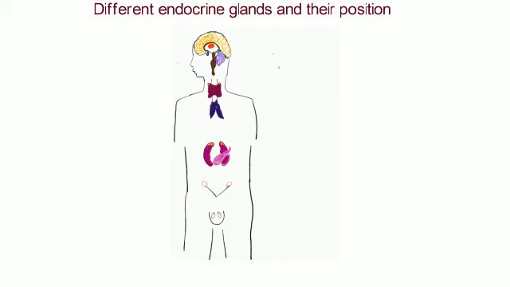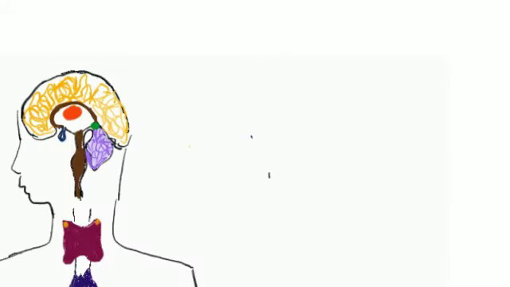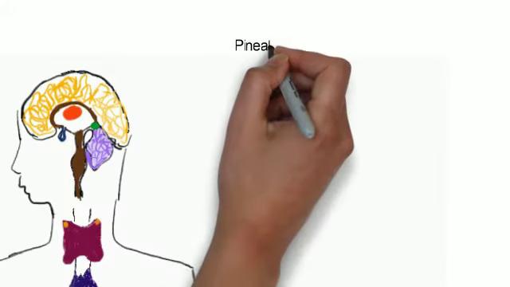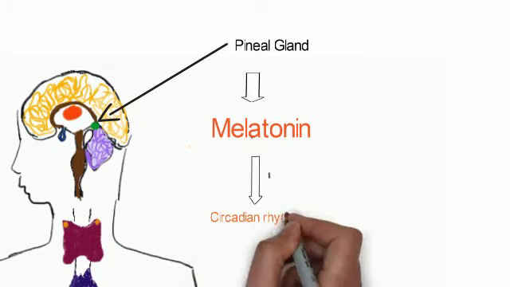Number 1 is pineal gland. It is located near the center of the brain, dorsal to the encephalon, and the hormone secreted from this gland is melatonin, which maintains the body's circadian rhythm, that is the time to fall asleep or when we wake up.